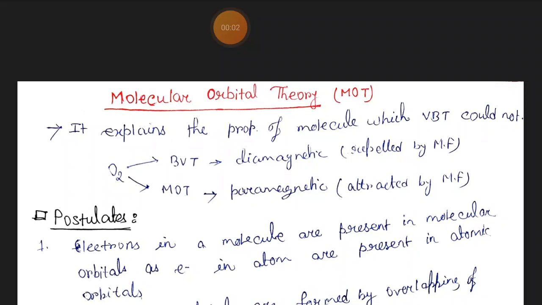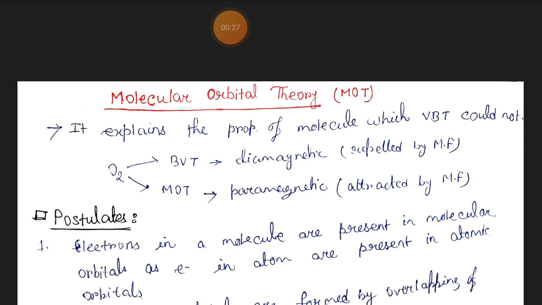Good morning to everyone. So I will discuss in this class molecular orbital theory. In the previous two classes, I completed valence bond theory and VSEPR theory. Today is molecular orbital theory. This is very important from the exam point of view. For each and every exam, one or two questions are asked on this topic.